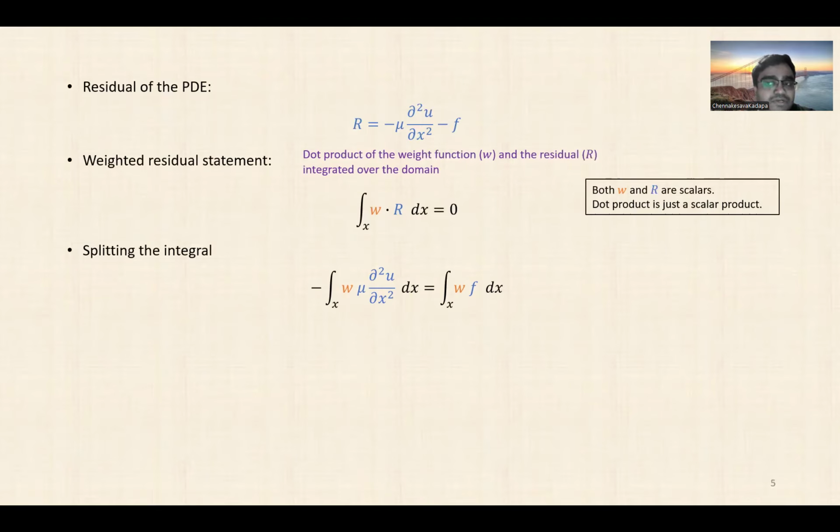On the left hand side we have the integral of w times mu ∂²u/∂x². And of course, there is a minus.